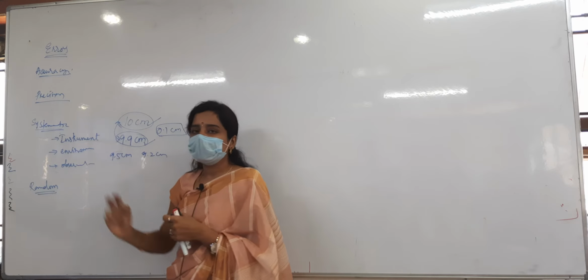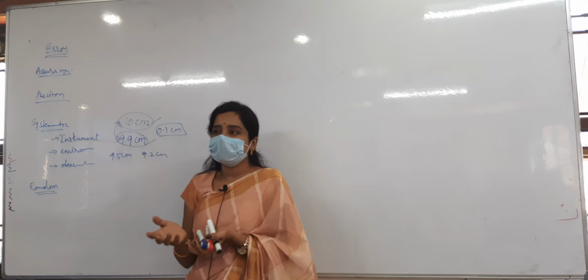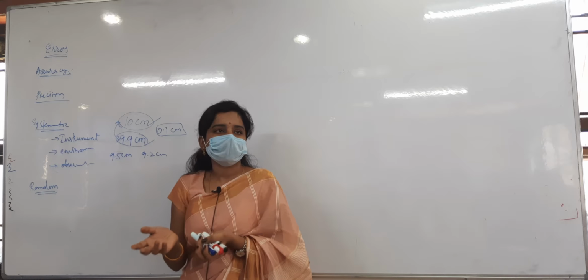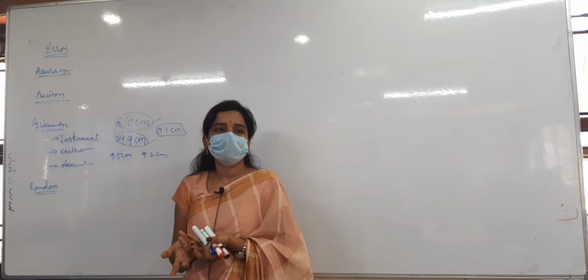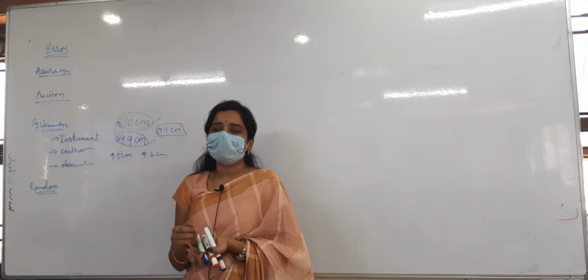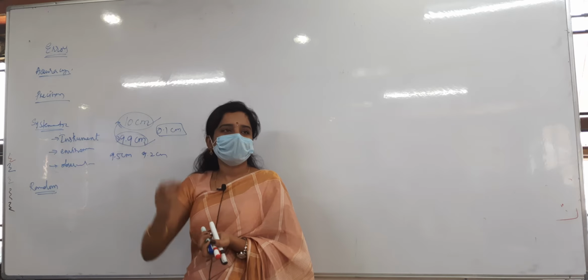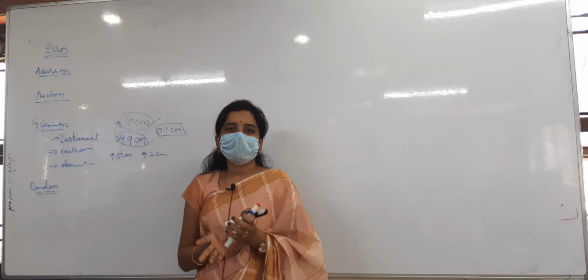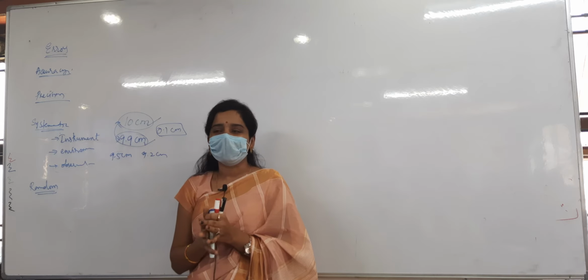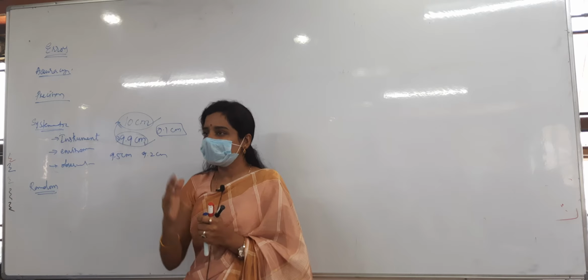Then observational errors. For example, if a person who is doing the practicals has poor eyesight, then he will note the wrong values, right? So you have to wear spectacles at that time. Whenever we wear them, we will get the correct values. So that is also due to observational errors.